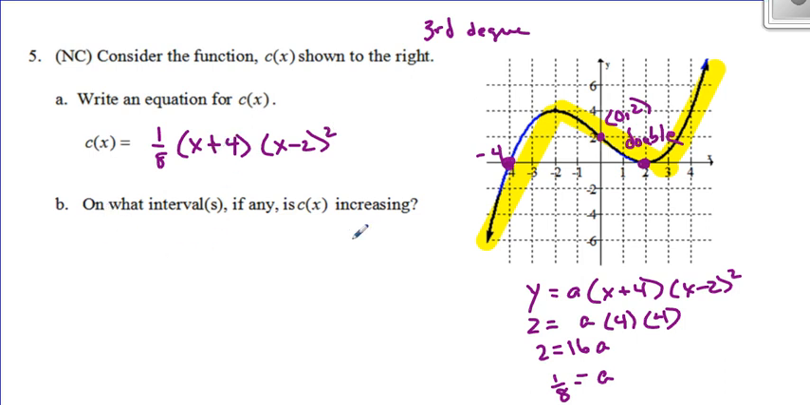All right, and then in part B, when is this increasing? So I go left to right again. I can see that I'm going up all the way till I hit this -2, so I'll write that down first. All the way from -infinity to -2. Then I see that I'm going down here, but I'm going up again right here from 2 to infinity.